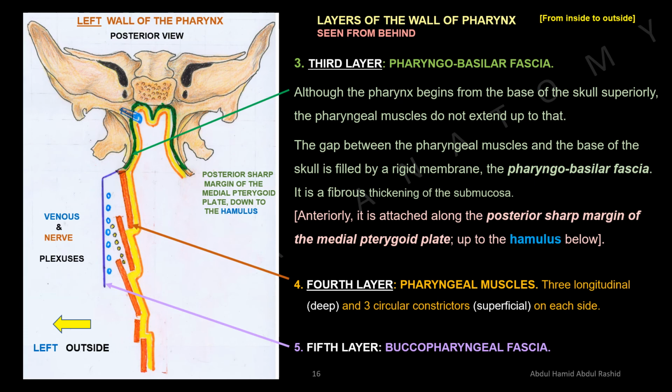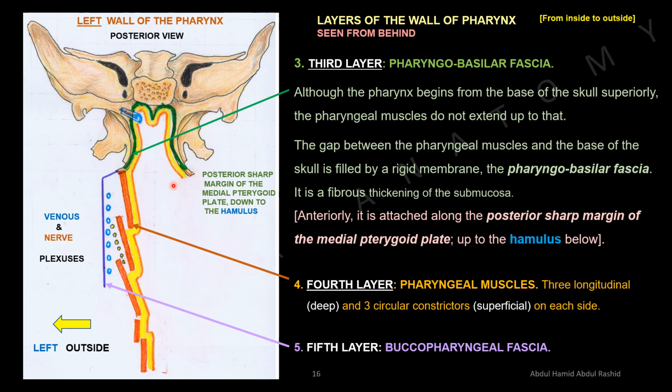Continuing with the layers of the wall of the pharynx. After the first, innermost layer and the second layer, outside the second layer we have the third layer, the pharyngobasilar fascia. We have already discussed this in detail. It comes from the base of the skull, down along the posterior sharp margin of the medial pterygoid plate, and extends down to the level of the hard palate where it fades away.